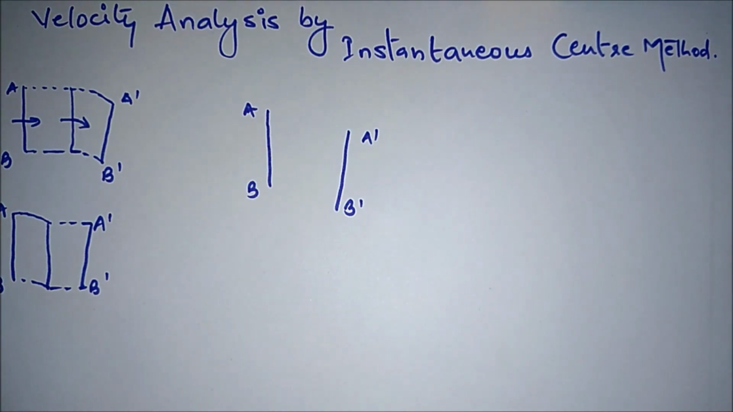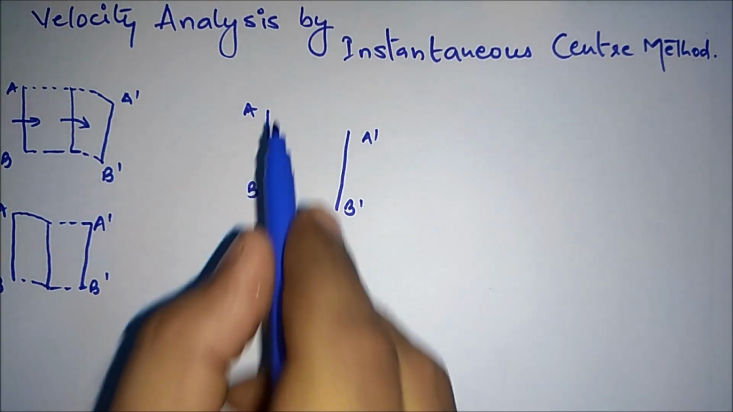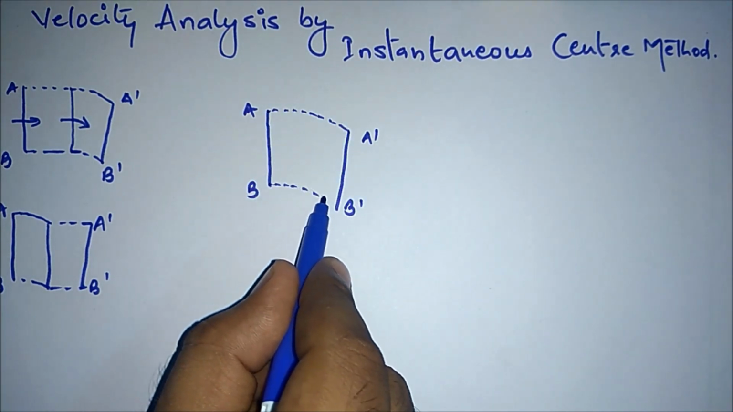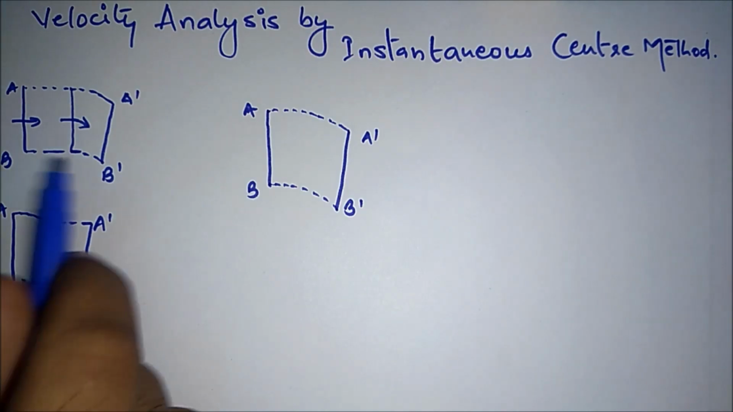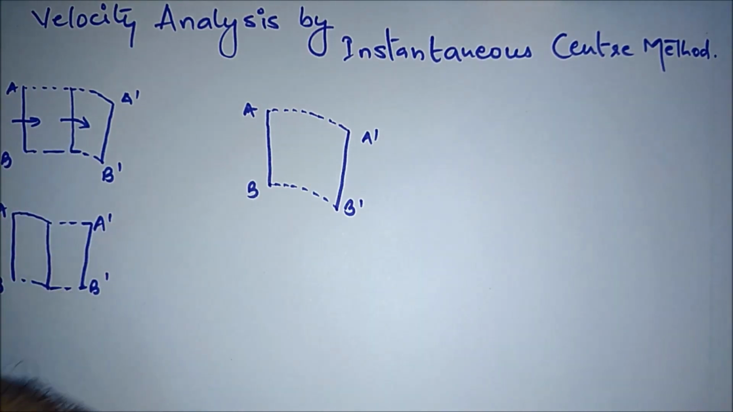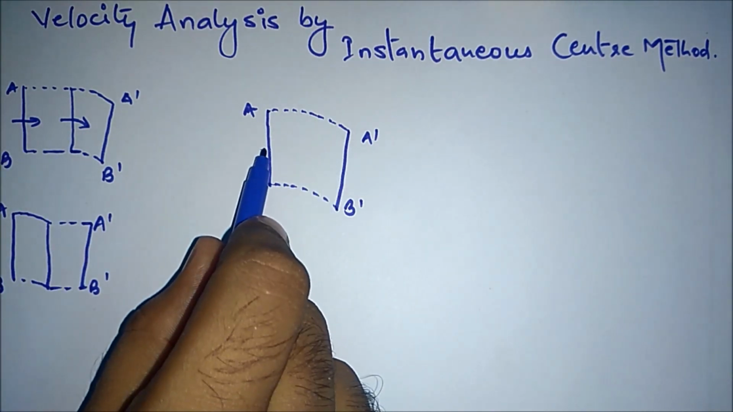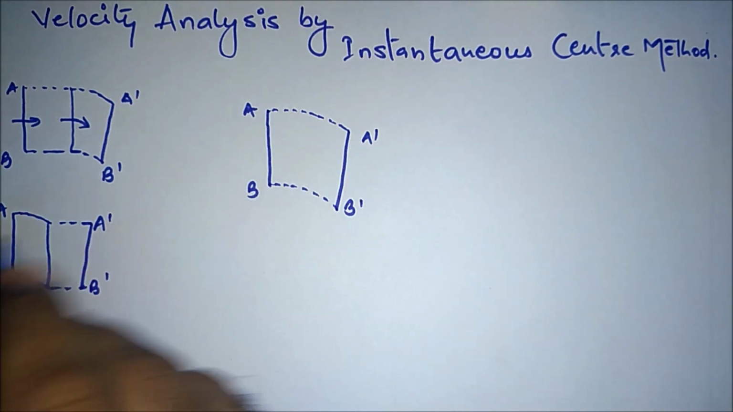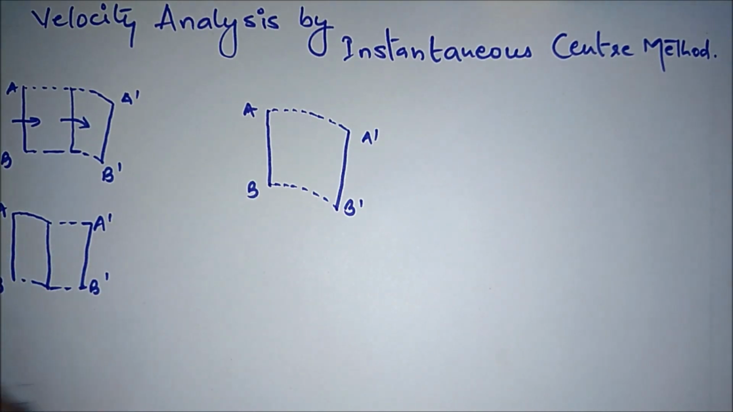In order to do the velocity analysis by the instantaneous center method, we assume that this motion has been achieved by a pure rotational motion. Eliminating the combination of motion in between, we assume that this motion from initial to final position has been done by pure rotational motion. Concentrate that only a single motion is considered, that is pure rotational motion. This motion is done about a center which is known as the instantaneous center.